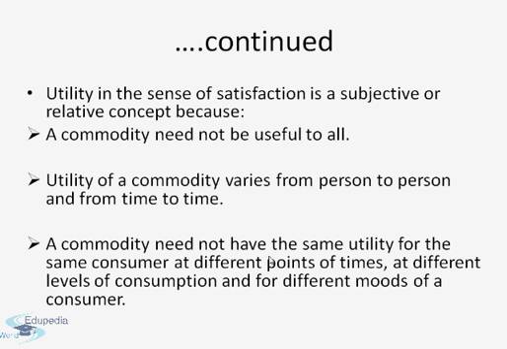A commodity need not have the same utility for the same consumer at different points of time, at different levels of consumption, and for different moods of a consumer. For example, I derive maximum satisfaction from the consumption of a food product when I am very hungry. Whereas when I'm not hungry, I just want to have some snacks, I might not derive the same level of satisfaction from the usage of the same product.